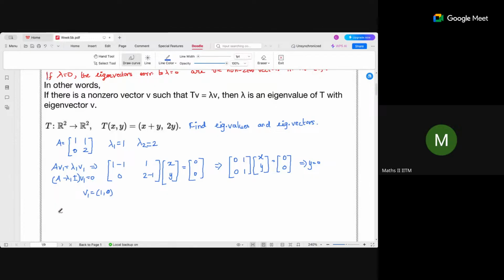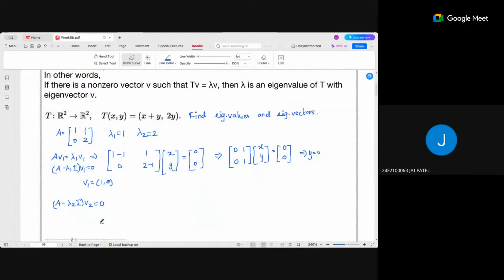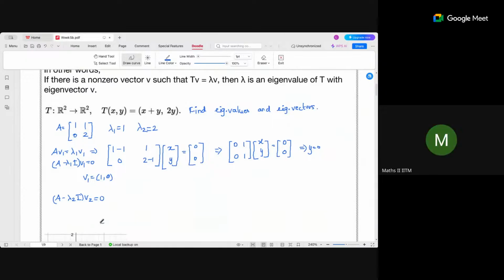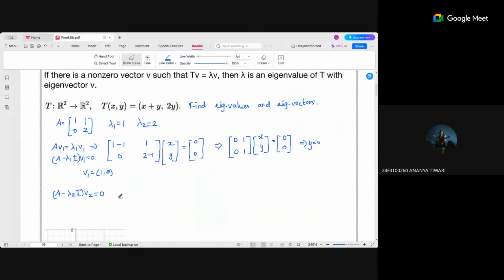Can you find v2 in the same way? A minus lambda 2 I times v2 equal to 0. Solve it and find what v2 is. V2 can take several different values, so give me one vector which satisfies this condition. V2 will be 0, 1? X will be 0 and y can take any value? Are you sure? It is minus x plus y equal to 0.